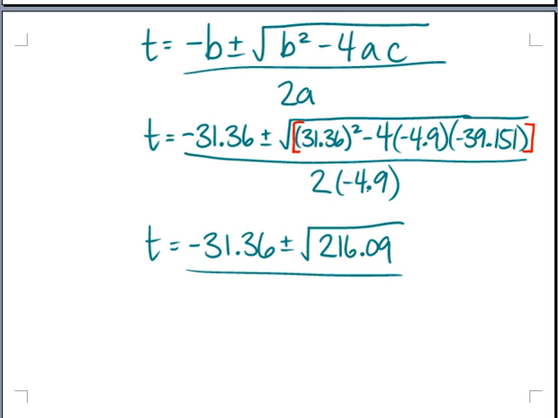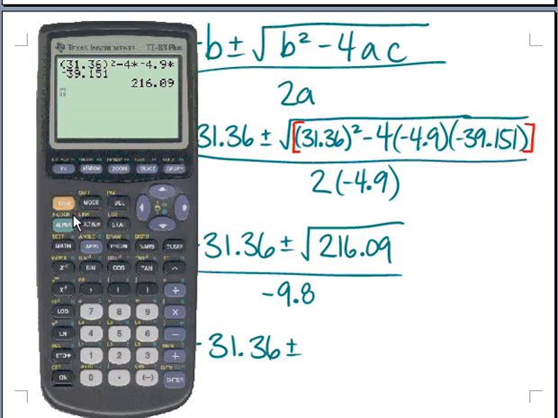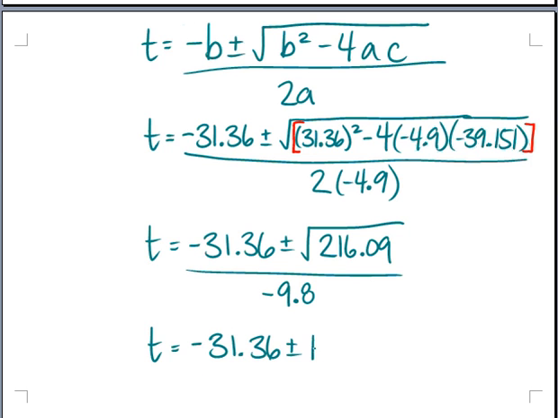Divided by, we might as well multiply the 2 times negative 4.9. That's going to take us back to negative 9.8. And you can see in one step that became much less scary. That looks way more manageable, I think. And now let's take the square root of 216.09. So it's negative 31.36 plus or minus, square root that answer, 14.7, all divided by negative 9.8.